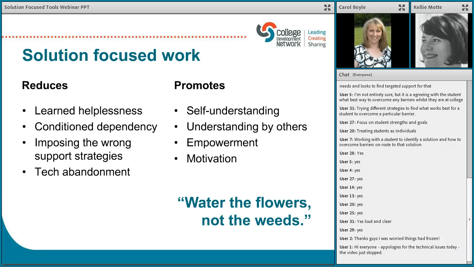And I've got a little quote here about what solution-focused work is, and it's about watering the flowers, not the weeds. So it's finding what's working, what's positive, and not spending too much time going over problems. You might find that people get almost stuck in a story, and you realise that they're telling the story over and over again, all about the difficulties they have, and it's about breaking that pattern.